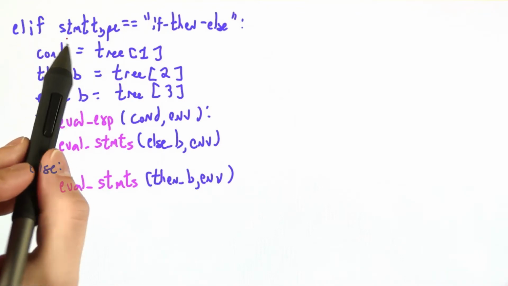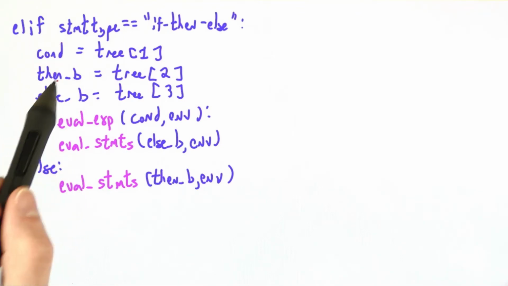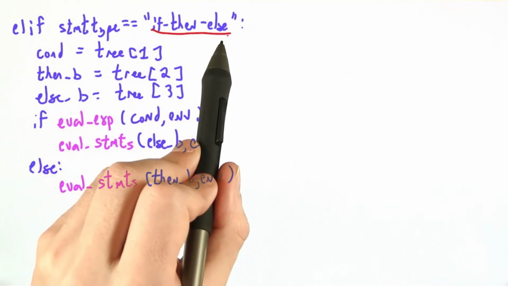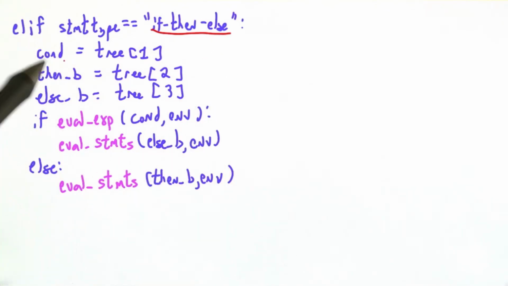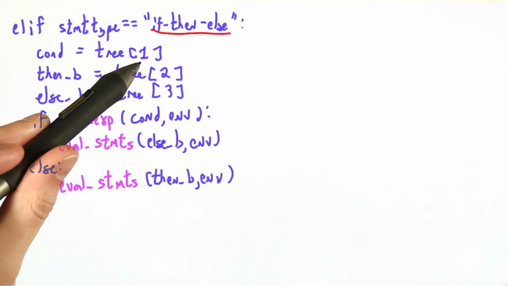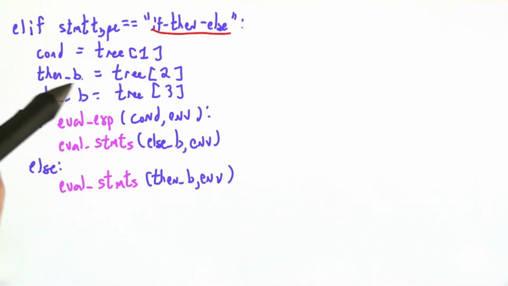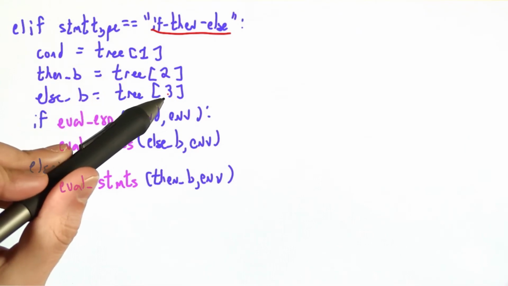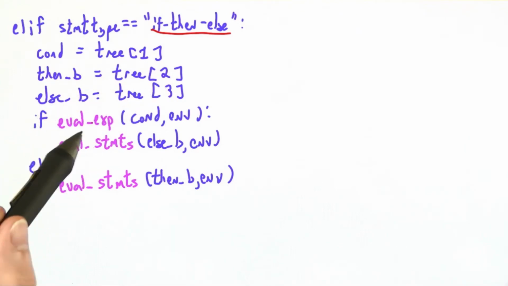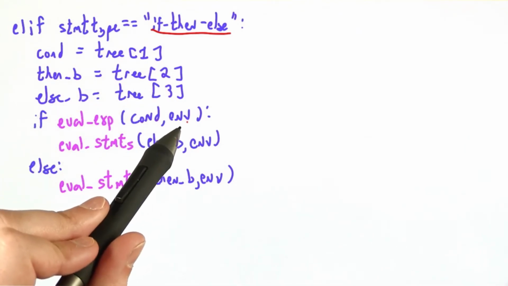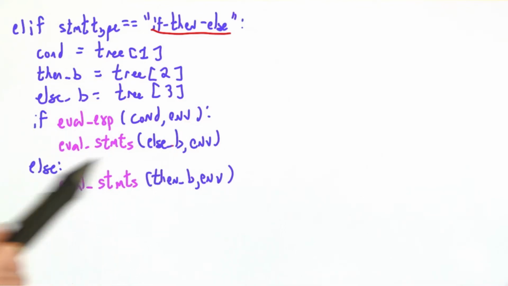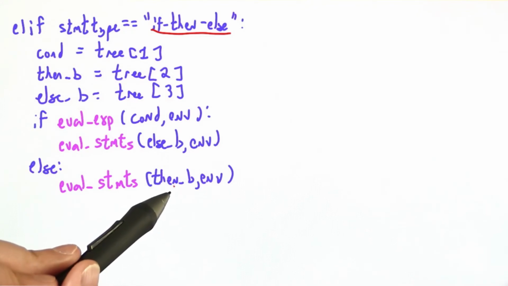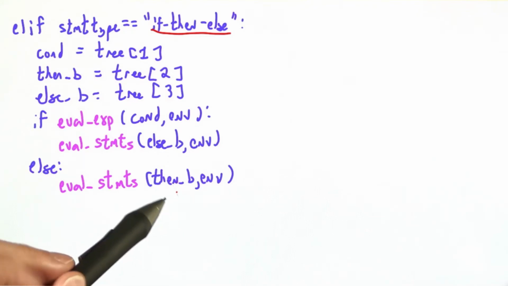For example, suppose when we were writing out the if-then-else part of our JavaScript interpreter, we made a single mistake. We pull the conditional expression from the 1th element of the tree, we pull the then branch from the 2nd element of the tree, and we pull the else branch from the 3rd element of the tree. Then we evaluate the conditional expression in the environment, and if it's true, we execute the else statements, and if it's false, we execute the then branch statements. Did you catch the mistake?